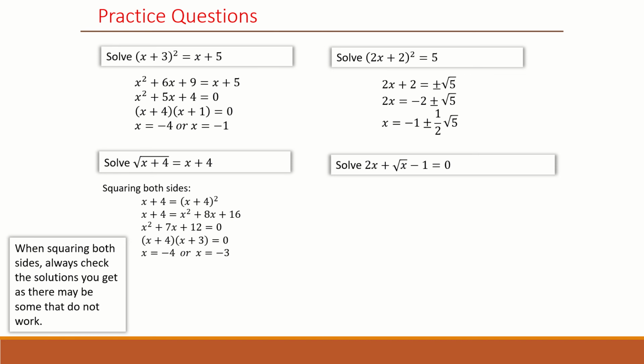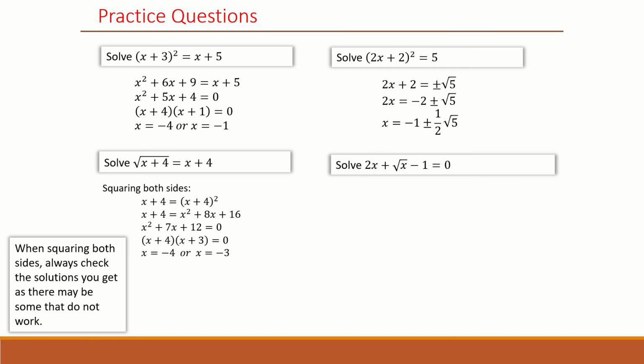The bottom left question, square both sides and you should get x plus 4 equals (x plus 4) squared. Move everything to one side, expand the bracket, and you should get x squared plus 7x plus 12 equaling 0. And two brackets should be (x plus 4)(x plus 3), and you should get x equals minus 4 and x equals minus 3, sorry.